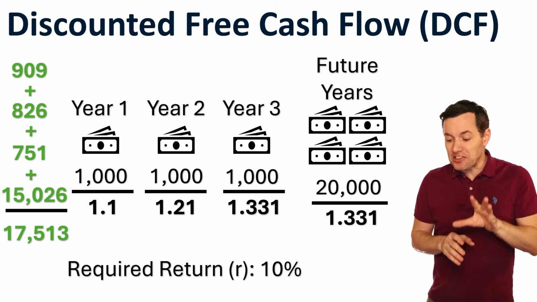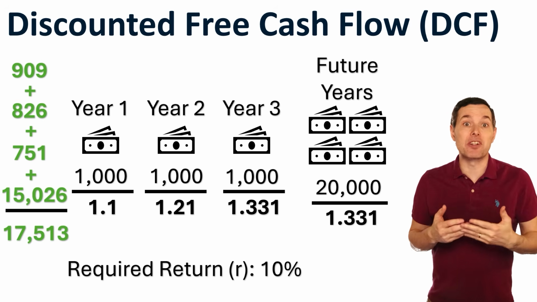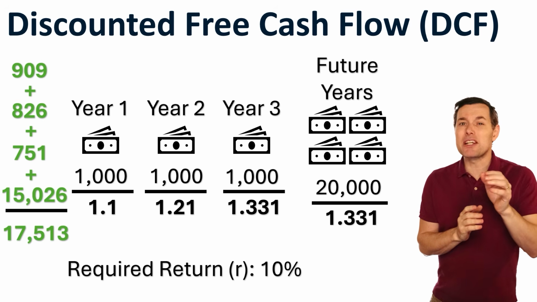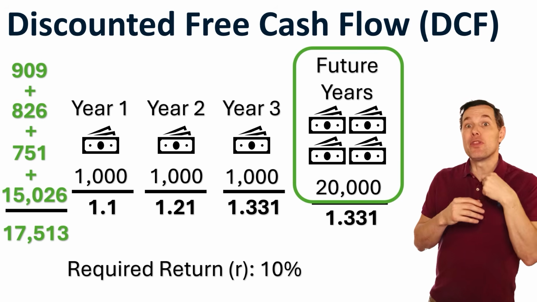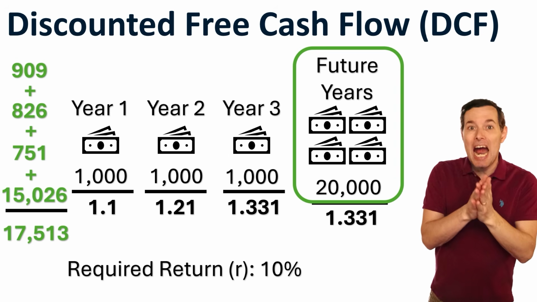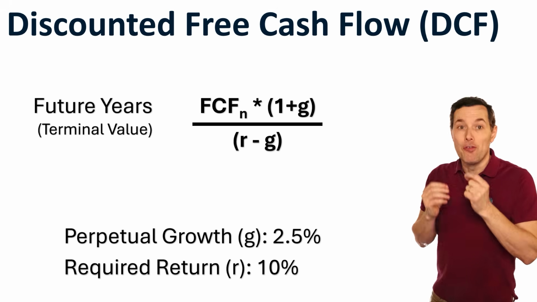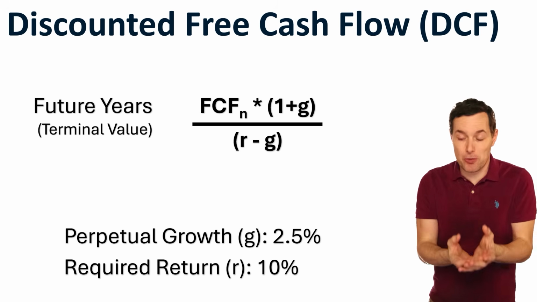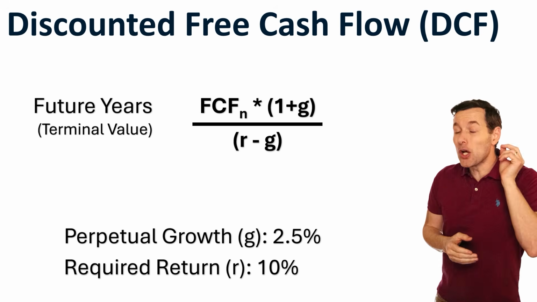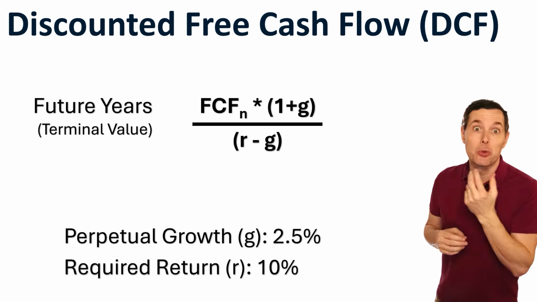Now, the process is nearly the same when we're looking at how to do this for individual stocks. The only real difference would be how we calculate the terminal value, or the future years after our projection. And to come up with that terminal value, this is what the formula would use for a stock. The only new number that's introduced here is the perpetual growth rate.